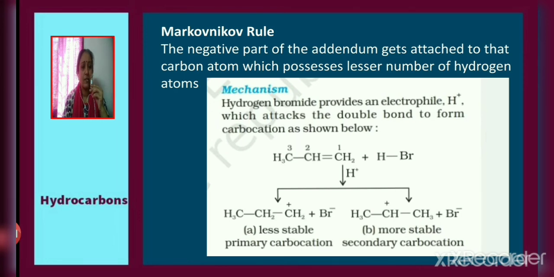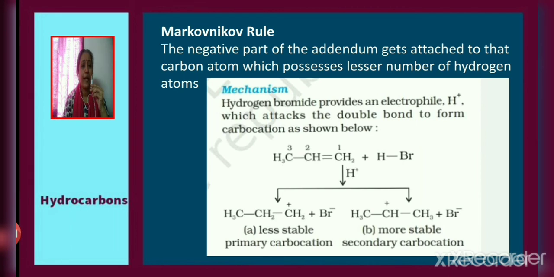Markovnikov's rule states that the negative part of the addendum, meaning the reagent, that is HBr here, gets attached to that carbon atom which possesses lesser number of hydrogen atoms. Now let us discuss the mechanism of Markovnikov addition of HBr to propene.